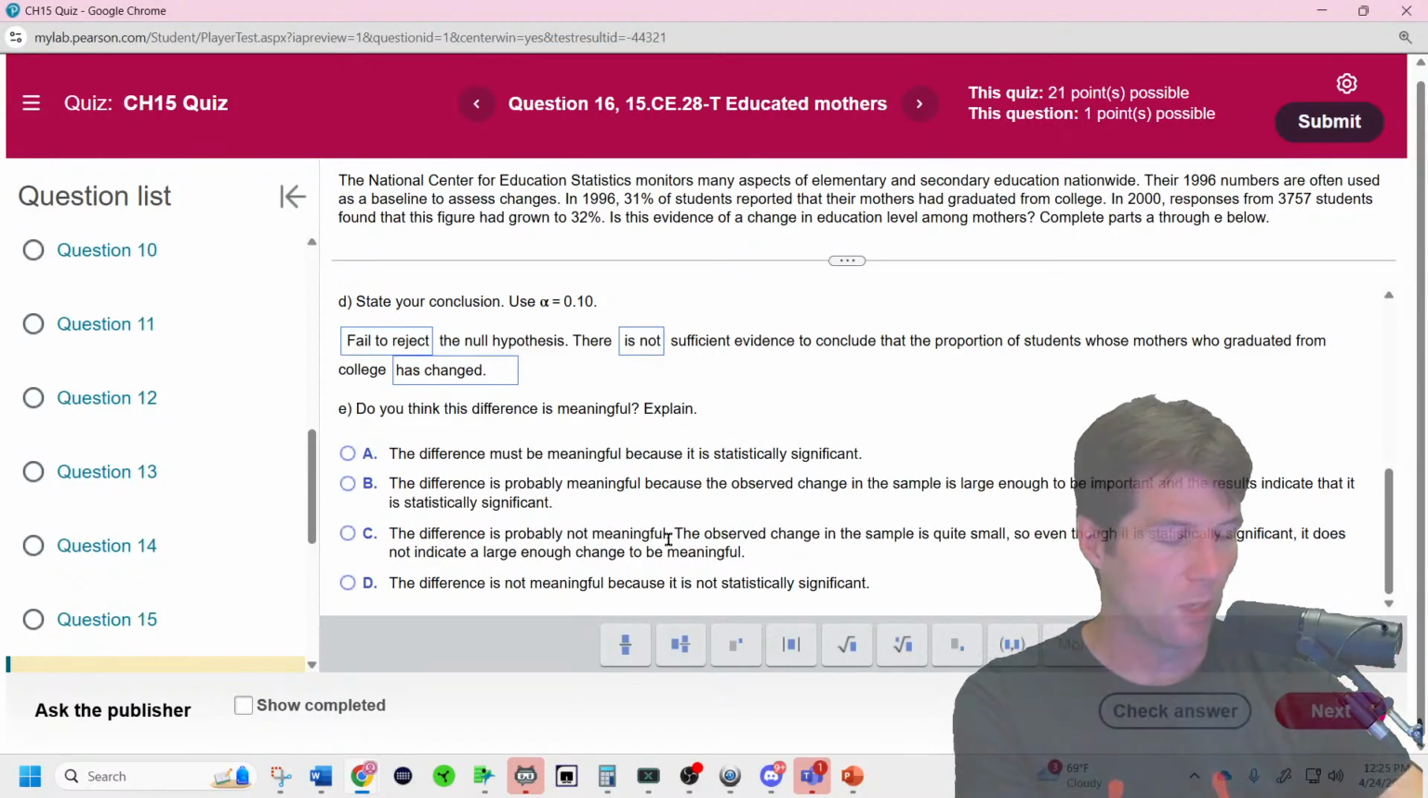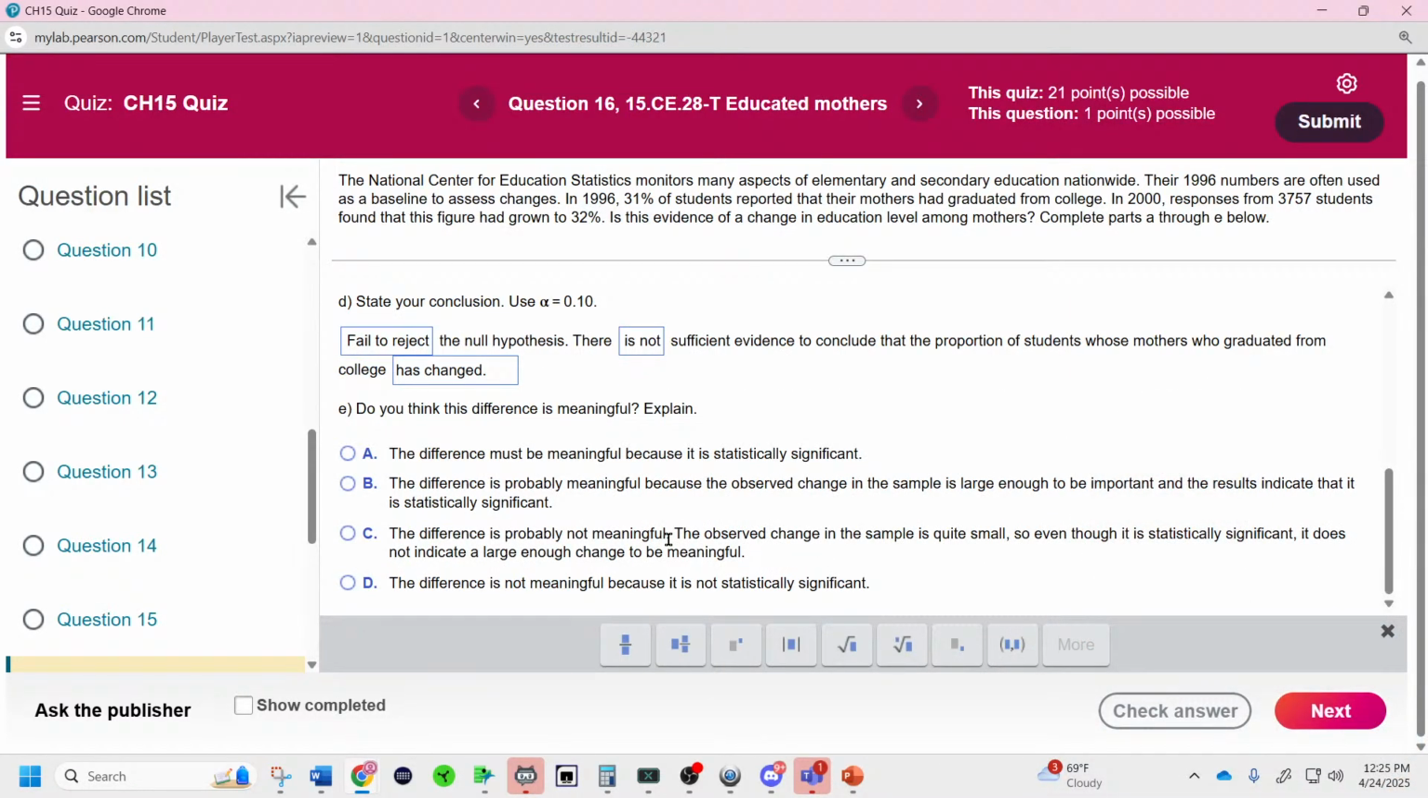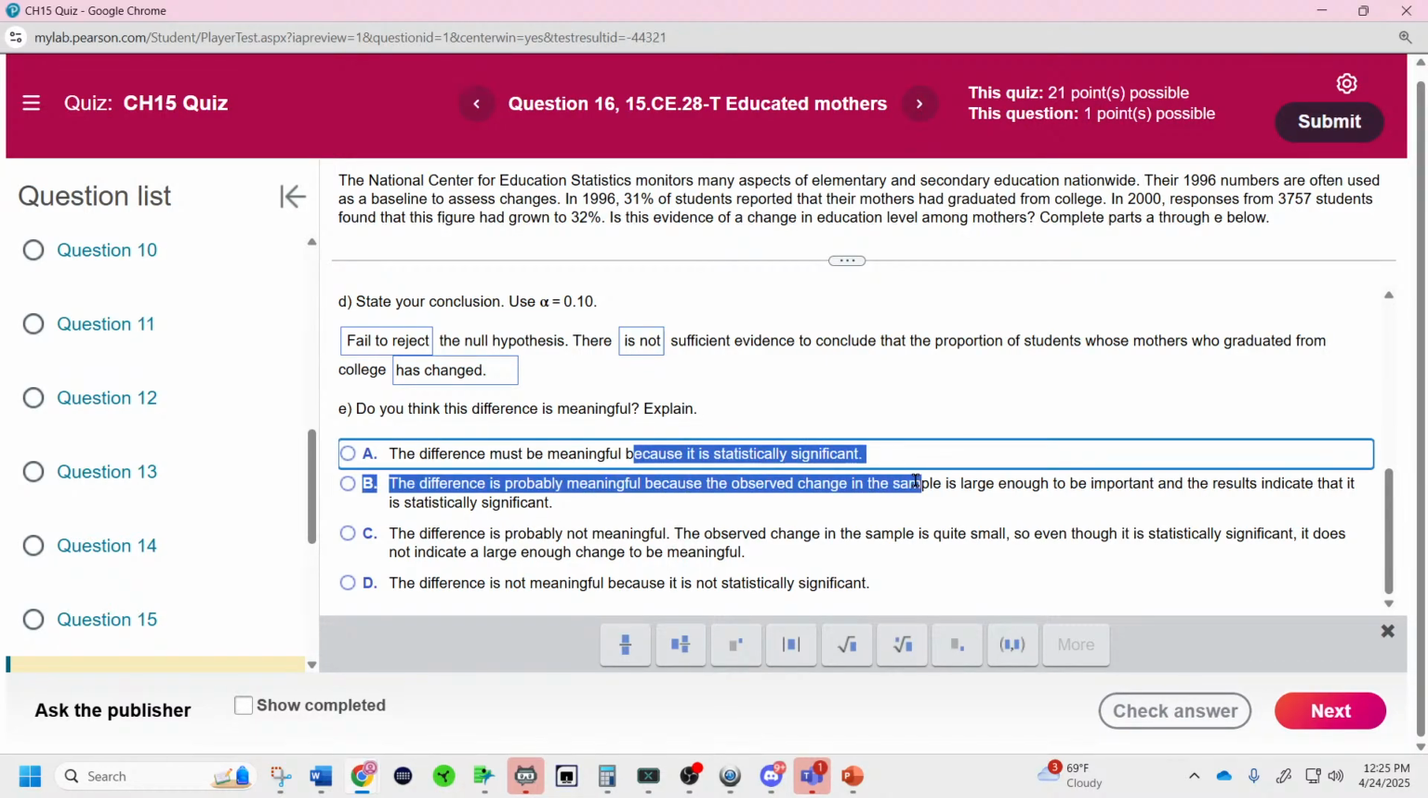I think this one is the one that actually gets confusing because of the way they did this problem. Do you think this difference is meaningful? The difference is probably meaningful because the observed change in the sample is large. No, it's not. It's only a 1% difference, so B is wrong. The difference must be meaningful because it is statistically significant. That's not a fact right there. You have to interpret it and think if it is meaningful.